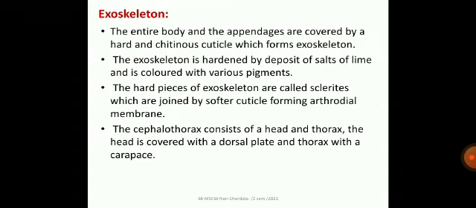The cephalothorax consists of a head and thorax. The head is covered with a dorsal plate and thorax with a carapace. Usually we say the complete cephalothorax is covered over by means of a dorsal shield called carapace, which is quite hard.